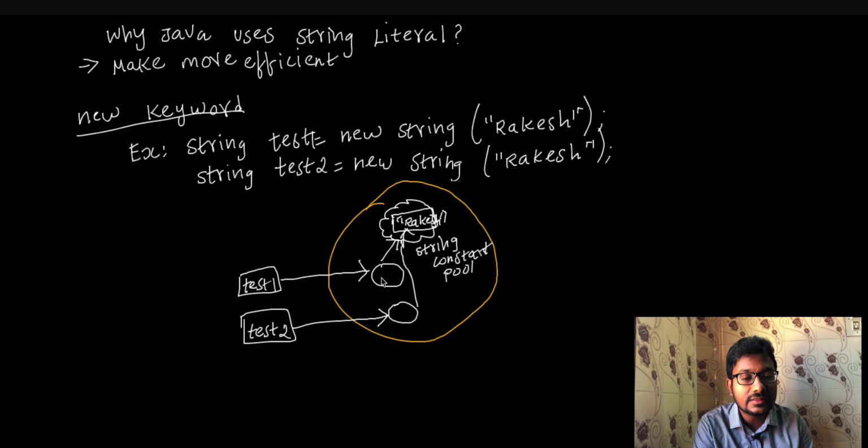and this object will point to the Rakesh data, and then this object's reference will be written to the test1 variable. Similarly for test2, it will create a new object. This object will point to the Rakesh data, and then this object's reference will be written to the test2 variable. These two objects are an overburden for the JVM. They are unnecessary, but they got created. We can overcome these two objects using string literal.